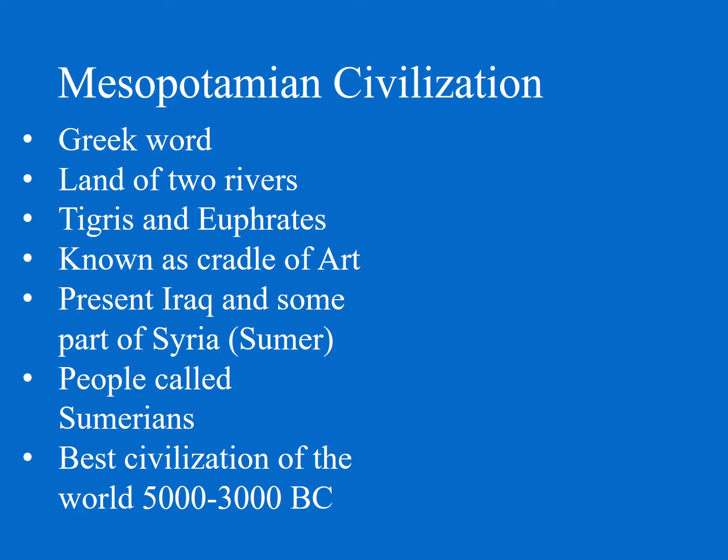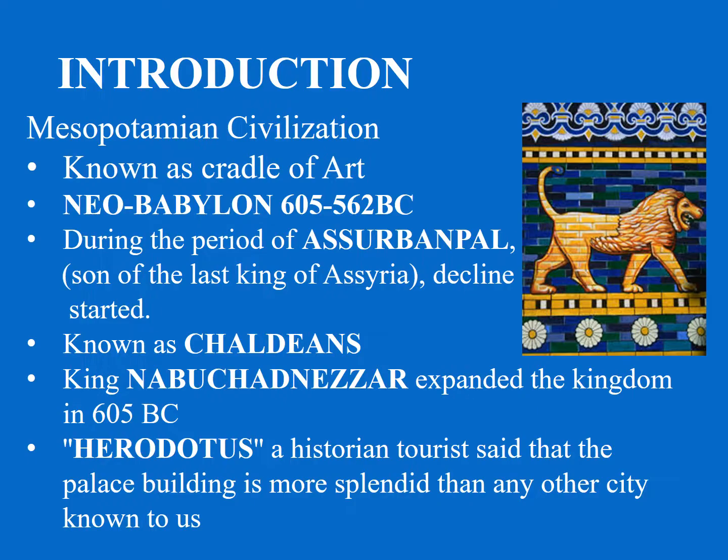It was from 5000 BC to 3000 BC. It was located between two famous rivers, Tigris and Euphrates. This civilization is called Mesopotamia because of its location. Its land was very fertile. As we know, Mesopotamian civilization is known as the cradle of art. And our today's topic is Babylon architecture.